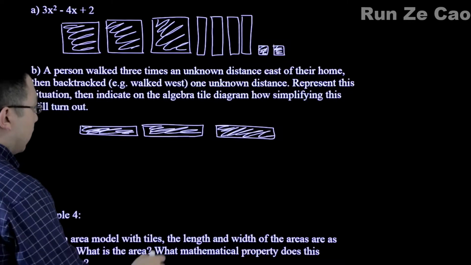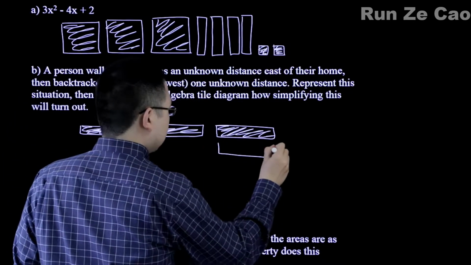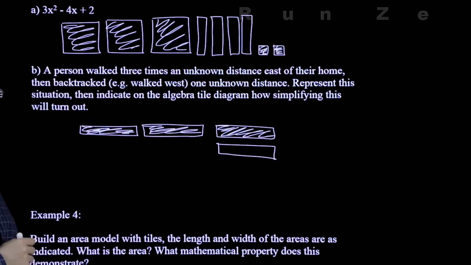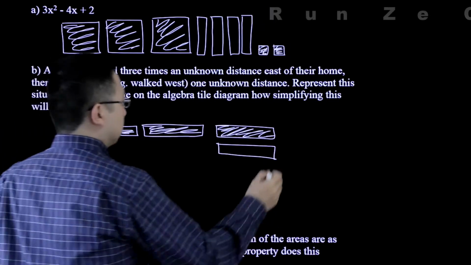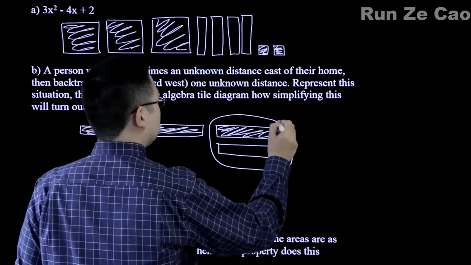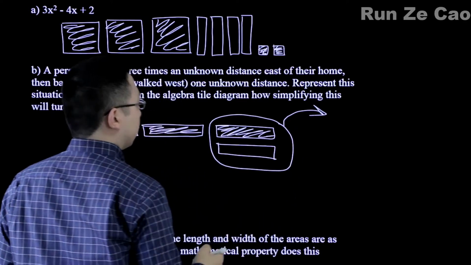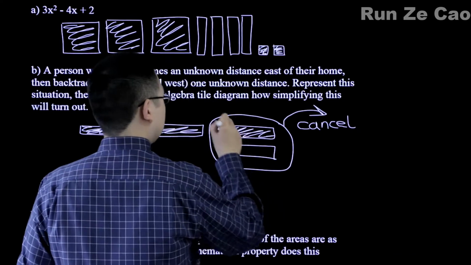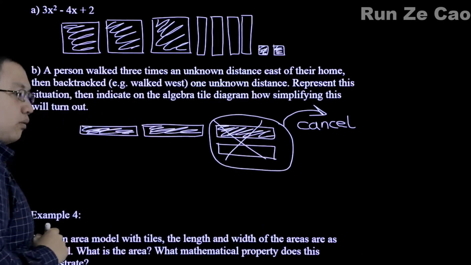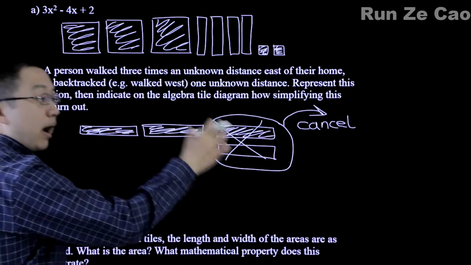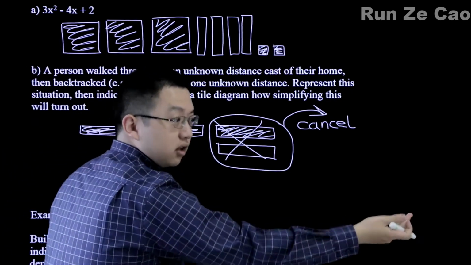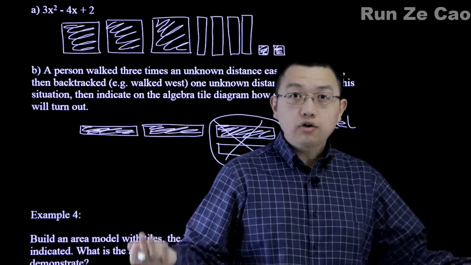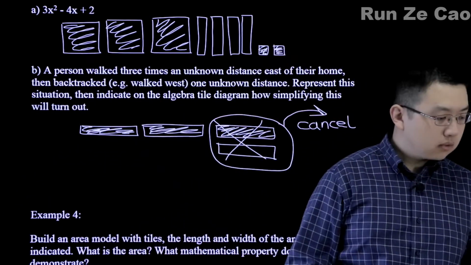And then we went 1 unknown distance west. So negative here. How can we simplify this? Well, we can remove this, because plus 1 minus 1 equals plus 0. Plus x minus x equals, well, it also cancels out to nothing. No change.